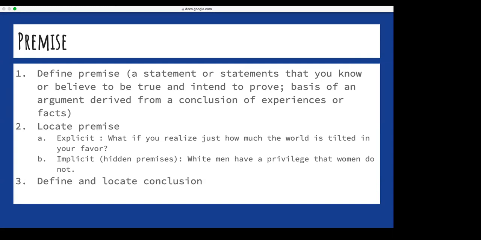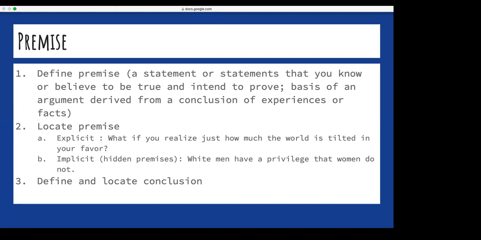So the first thing that you do would be to define it for your students. Then you would have them locate a premise. Now, a premise is just like a theme or a central idea. It can be explicit or it can be implicit. In this particular argument, you hear him say, what if you realize just how much the world is tilted in your favor? So he's talking there about privilege, and he's explicitly saying the world is tilted in your favor.